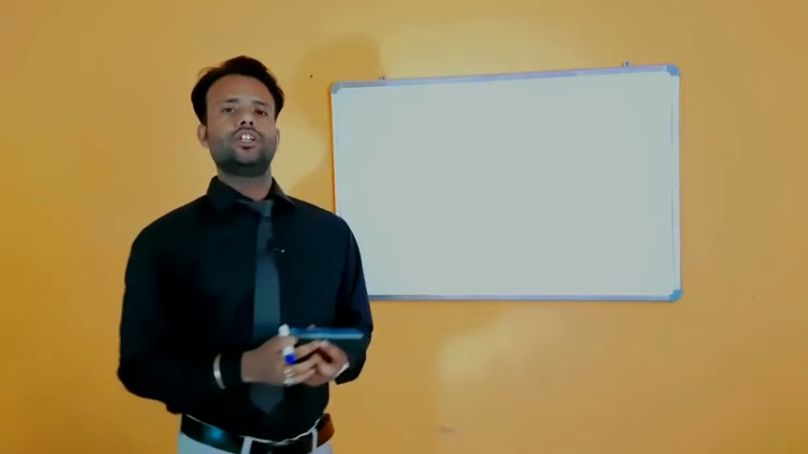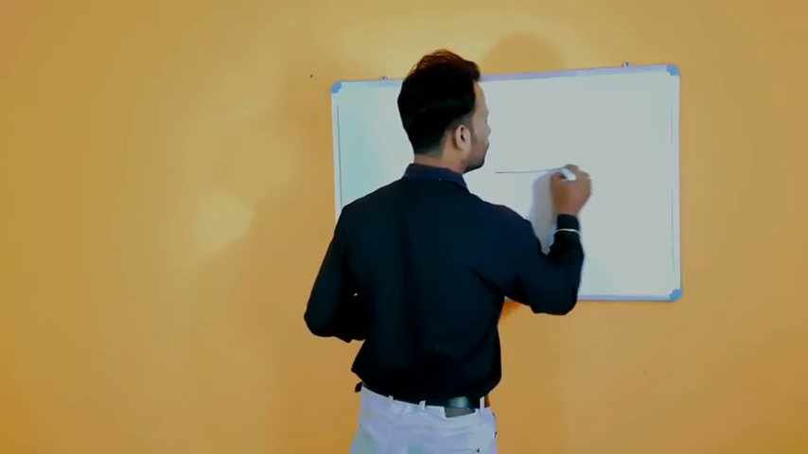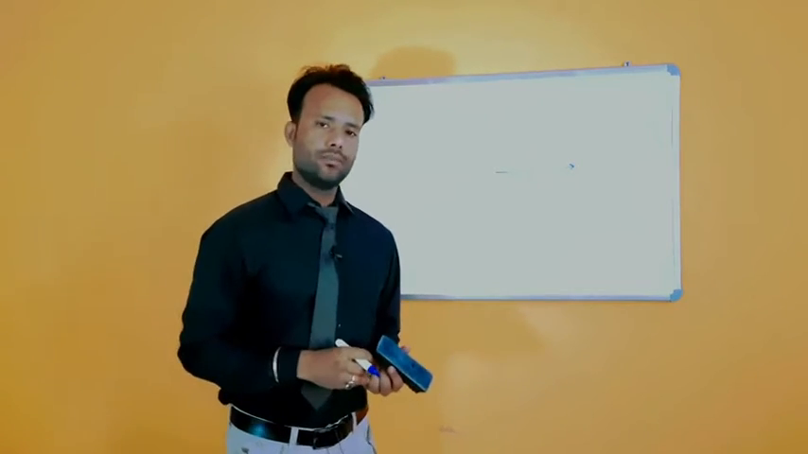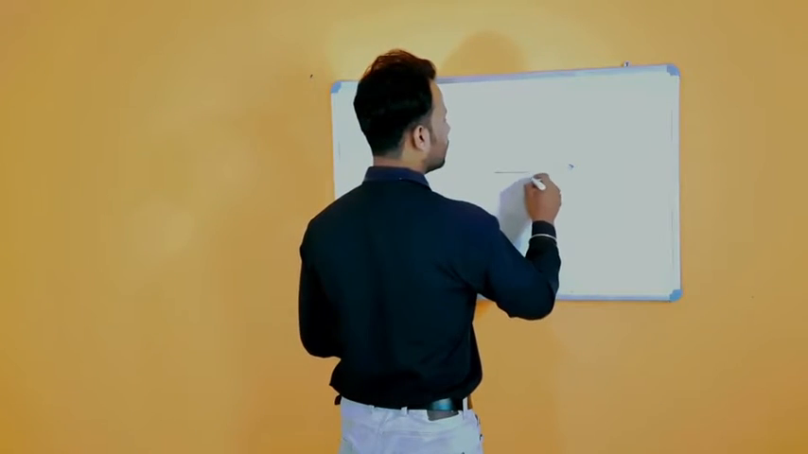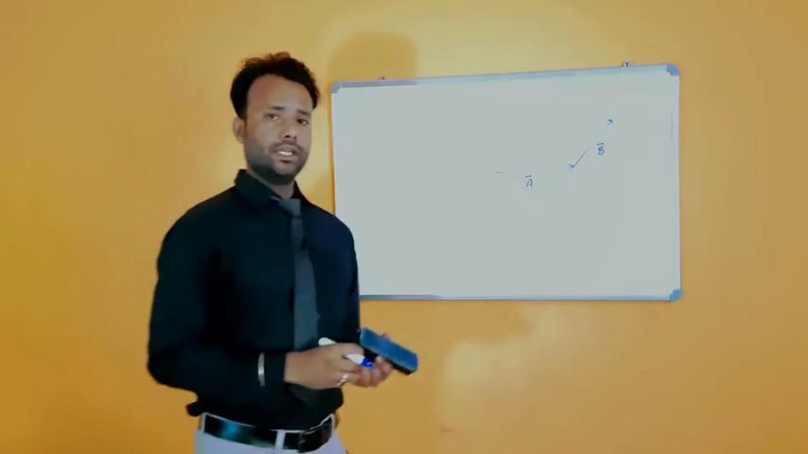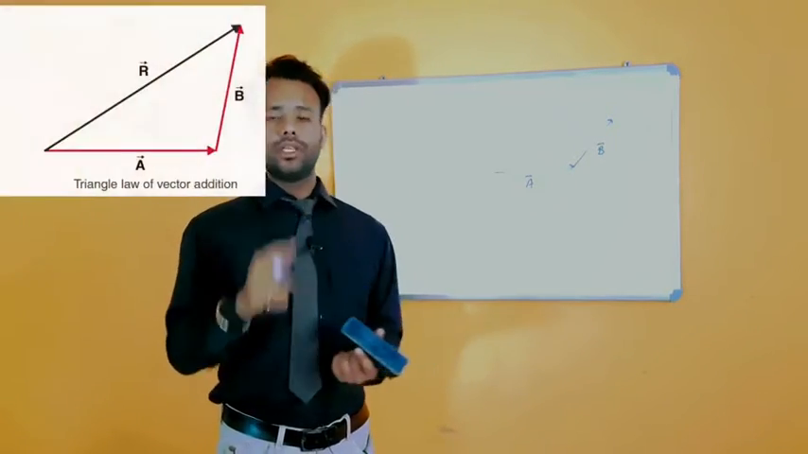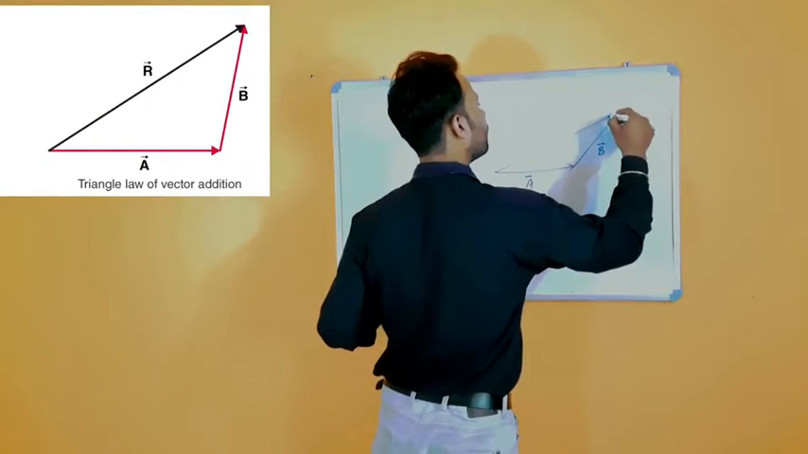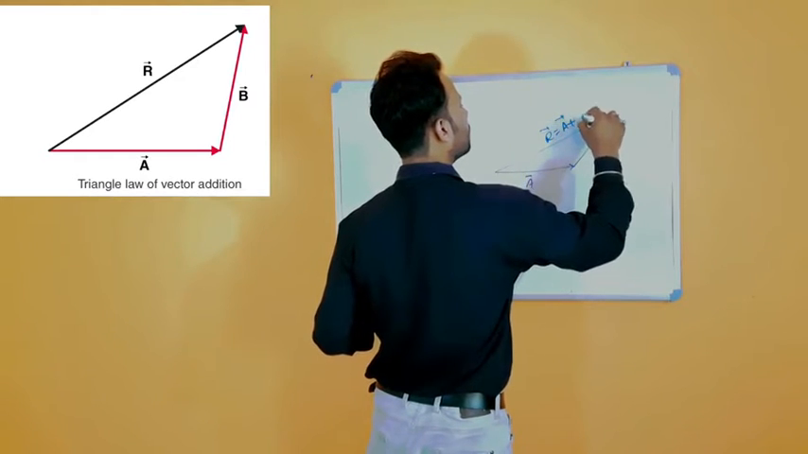Triangular law of vector addition says that if two sides of a triangle taken in the same order represent two vector quantities, let's say this is A and B, then the third side of the triangle taken in the opposite order represents their resultant. That means this R will be equal to A plus B.